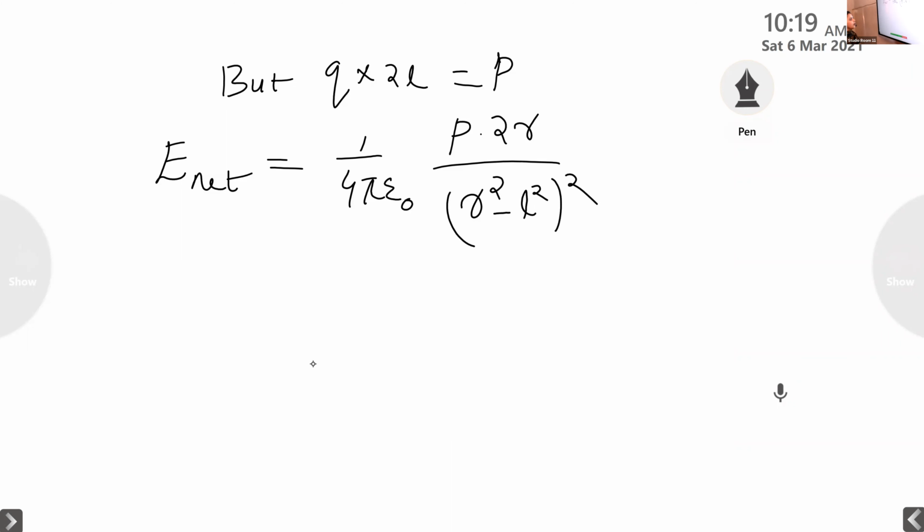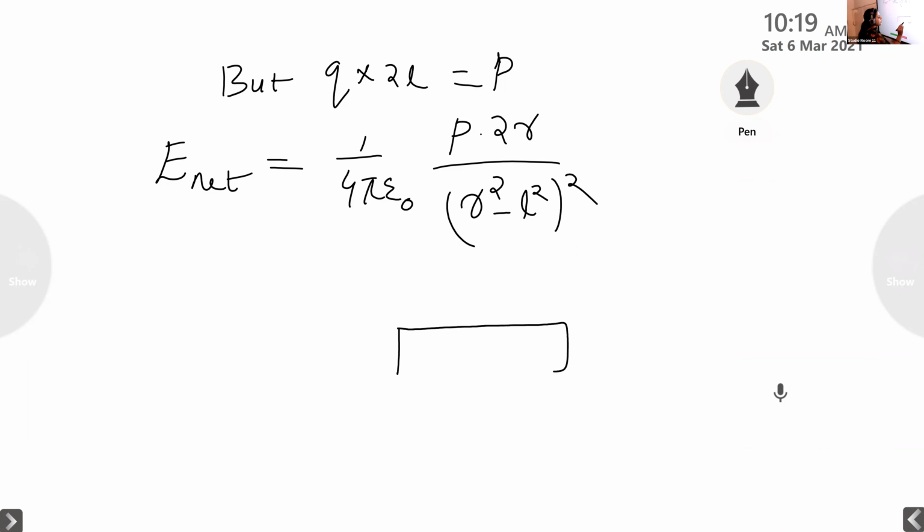Now, what is P? P is the dipole moment and R is the distance. Similarly, in the denominator, we have R square minus L square. Here, R is also a distance and L is a distance. Which distance is denoted as R?